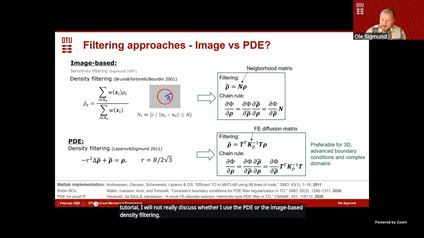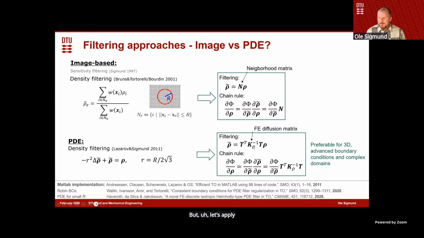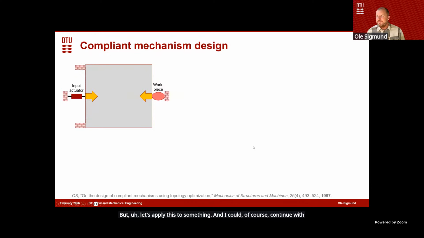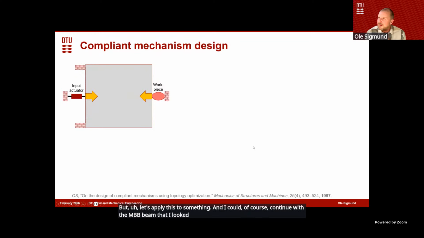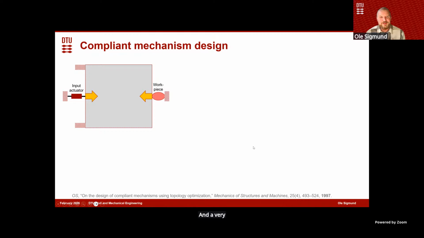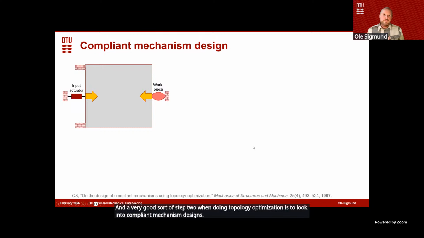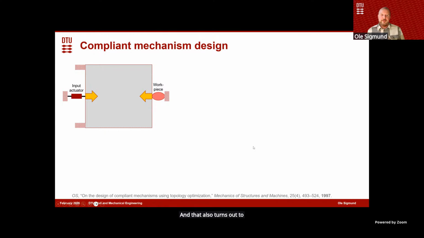But let's apply this to something. I could, of course, continue with the MBB beam that I looked at last time. But as I said, that's also too easy. We have to make life a little bit more challenging for ourselves. A very good step 2 when doing topology optimization is to look into compliant mechanism designs. And that also turns out to be a very good demonstrator for filtering techniques and their importance.